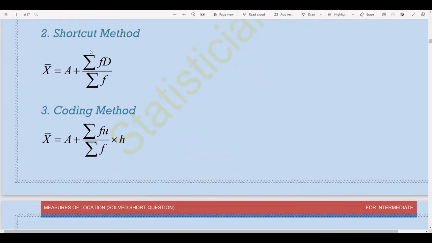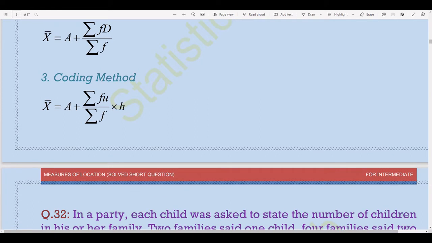Here is the shortcut method. For ungrouped data, shortcut method, x bar is equal to a plus sum of d over n. But when frequency is involved, in case of group data, x bar is equal to a plus the frequency multiplied by the deviation d, sum of fd over sum of f. Coding method for ungrouped data, x bar is equal to a plus sum of u over n. As you know, small n is equal to sum of f. In frequency, small n converts to sum of f. When we add up all frequencies, it is equal to sum of f.